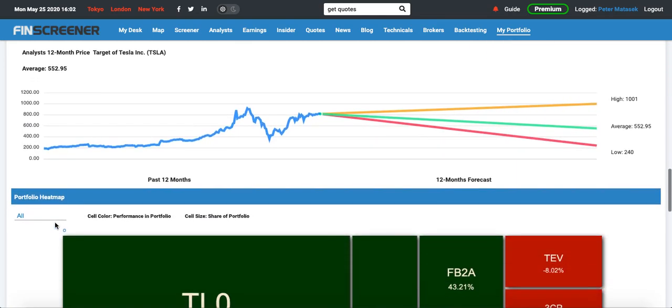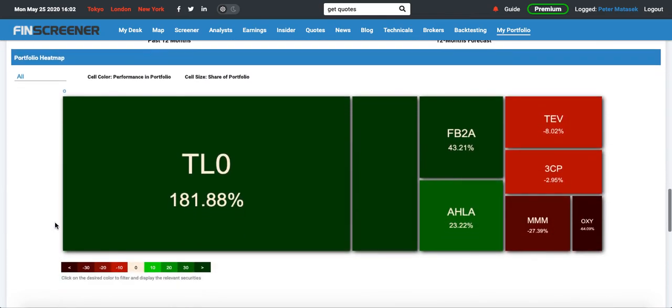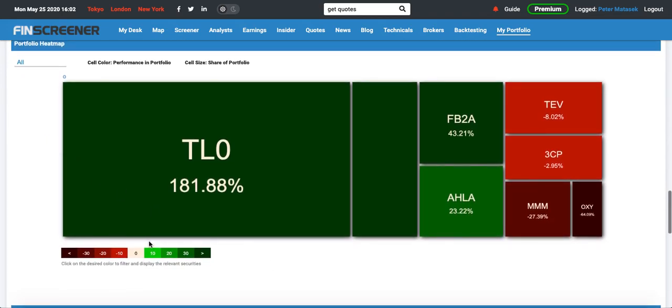Portfolio heat map displays all the securities within the portfolio at once, where the size of the cell represents the share of the particular security in the entire portfolio, and the color percentage number represents the performance of the security since added to the portfolio.